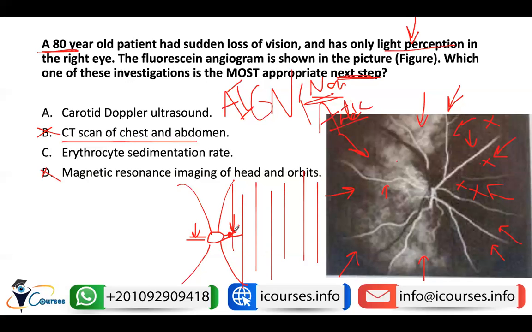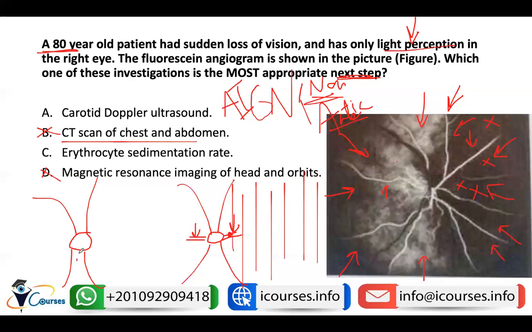This is very rare to happen in the non-arteritic ischemic optic neuropathy. So the fluorescein angiography will be very helpful in differentiating between giant cell arteritis and non-arteritic ischemic optic neuropathy. But what happens in the non-arteritic? In the non-arteritic, what happens is some sort of vasculopathy or ischemia. This ischemia affects the para-optic branches of the short posterior ciliary arteries.